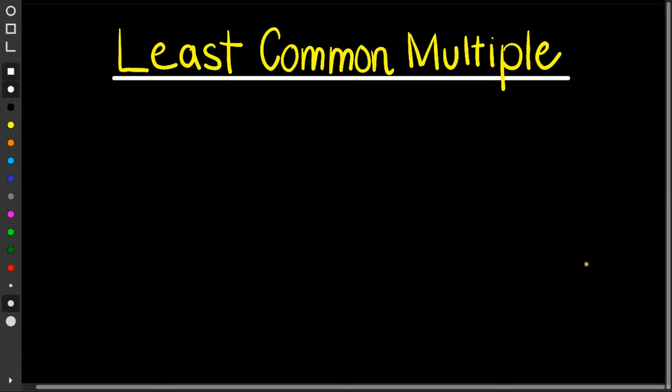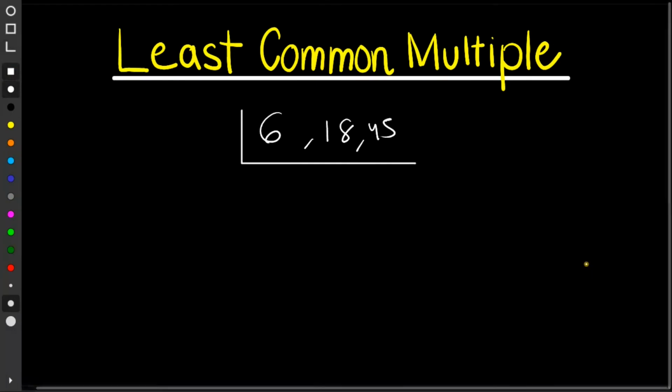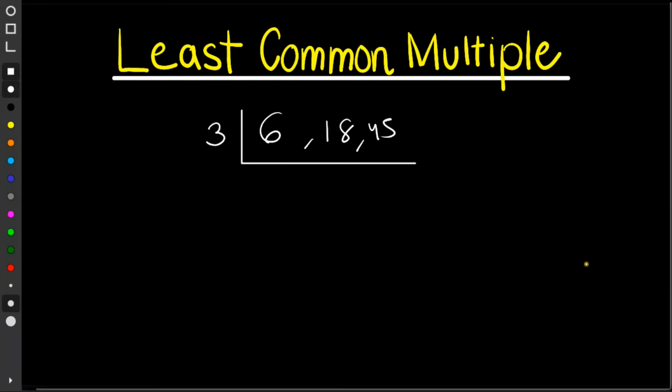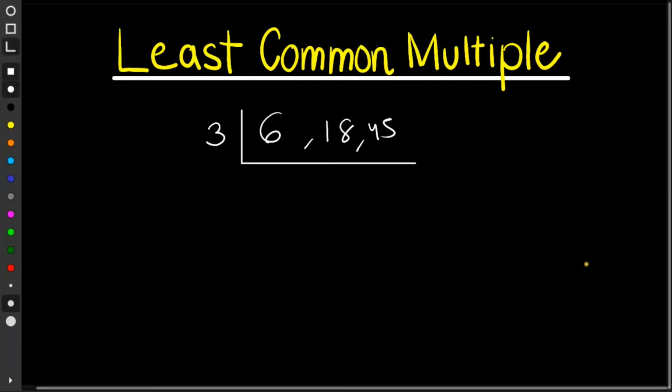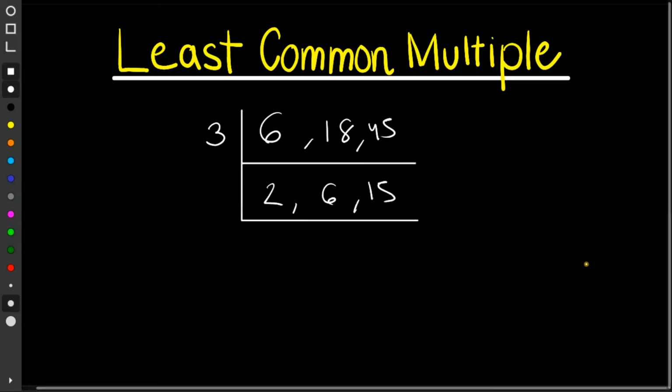So now we go on to our last method that we will use for this video, and that is the continuous division method. For this time, let's try 3 numbers. So say if we have 6, 18, and 45. First, applying continuous division, we know that a clear factor among these 3 is 3. So, applying continuous division, that would give us 2, 6, and 15.